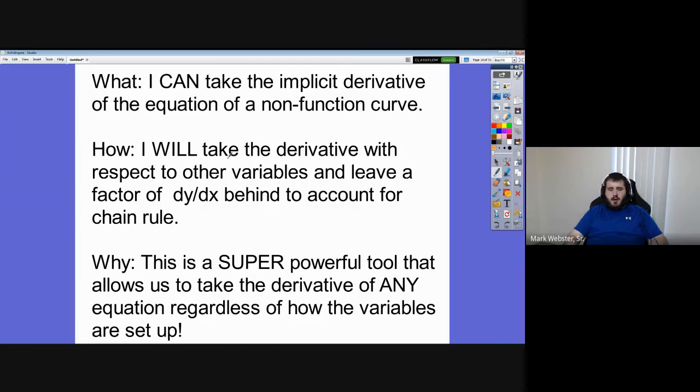How are we going to do this? We're going to take the derivative with respect to other variables and leave a factor of dy/dx behind to account for our chain rule.